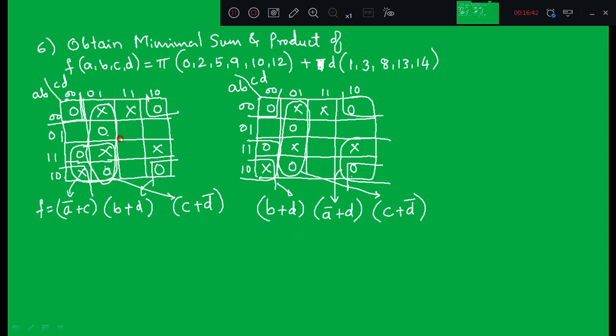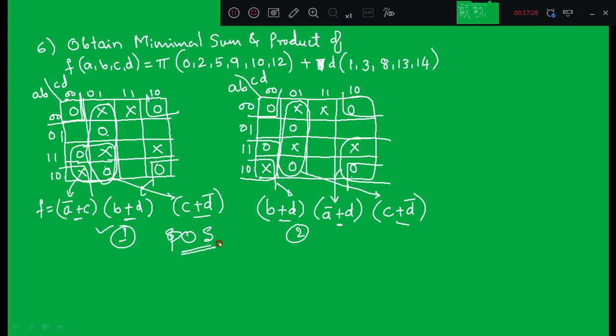So two groups are very similar here. This vertical grouping and the corner grouping is same. I have just covered these zeros with logical adjacent groups. Okay, so C plus D bar remains same and B plus D also remains same. Only the variation is there in the last term, that is A bar plus C. Here you will get A bar plus C and here you will get A bar plus D. Both expressions are correct. Either you write the first one or the second one. Now this is minimal product term, or you can call them as POS, right?